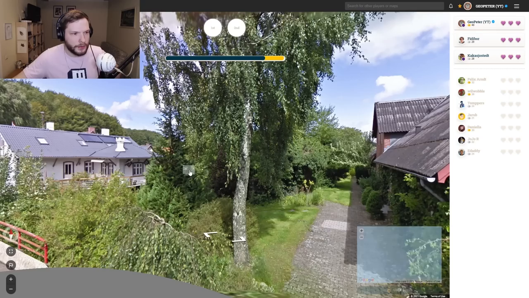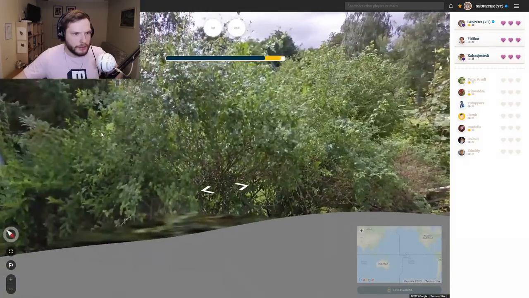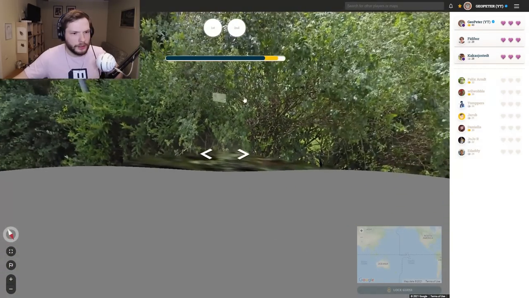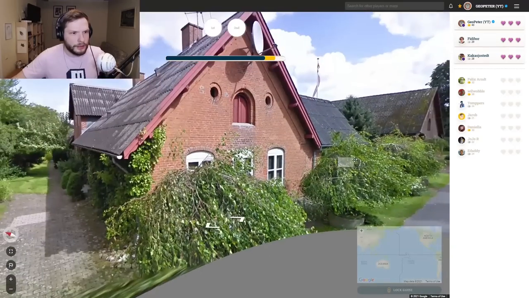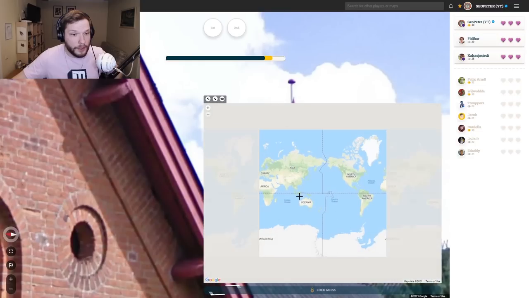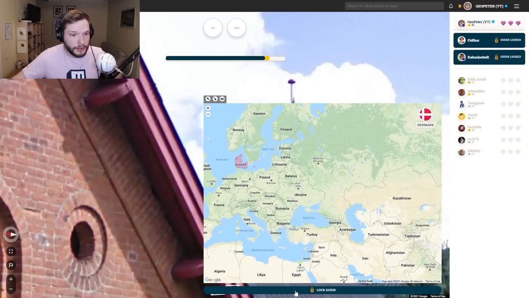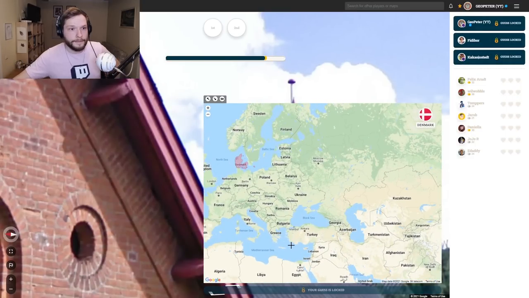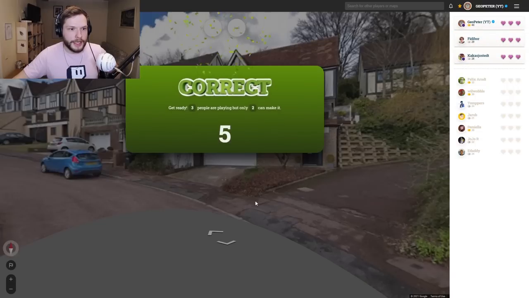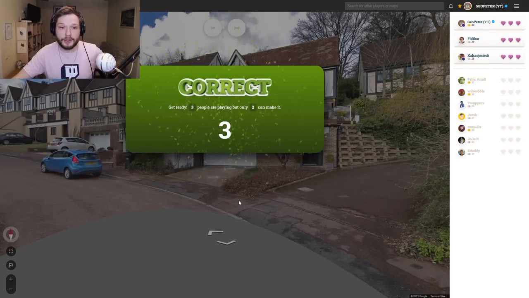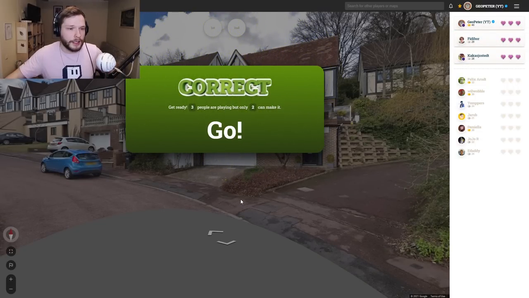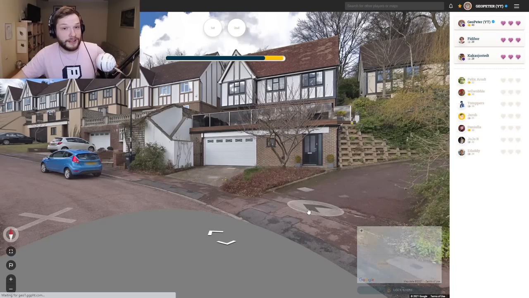What is this? These houses... Oh no. Generation 2 again. Oh, Denmark. Denmark, let's lock it in. And yes, everyone got it. Again, we're in the final three. We're doing pretty well again, but... Can we win? That's the question.